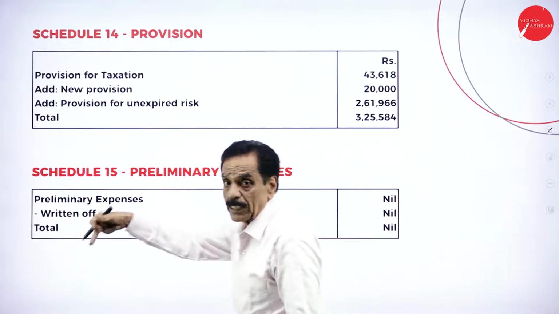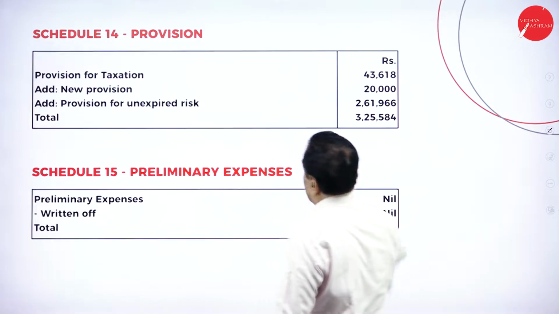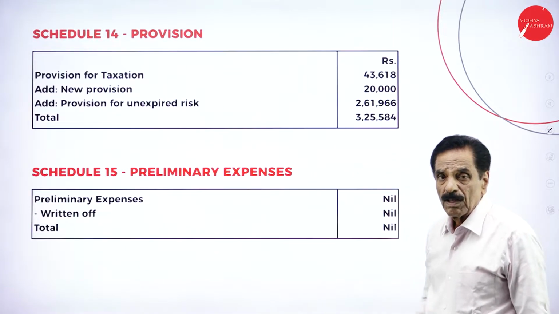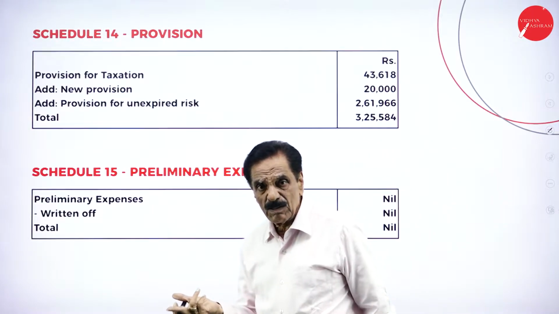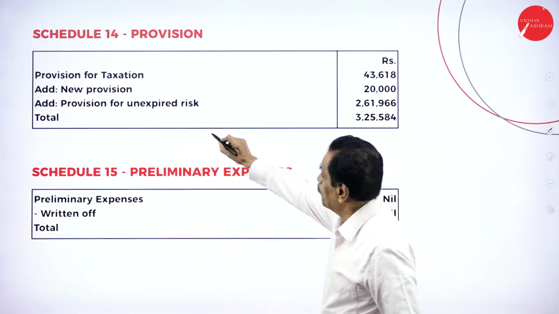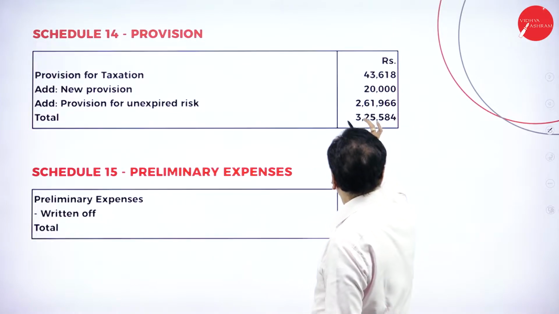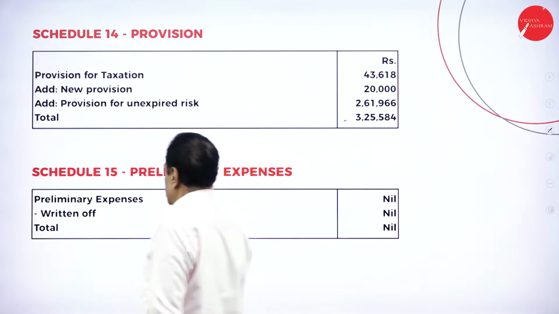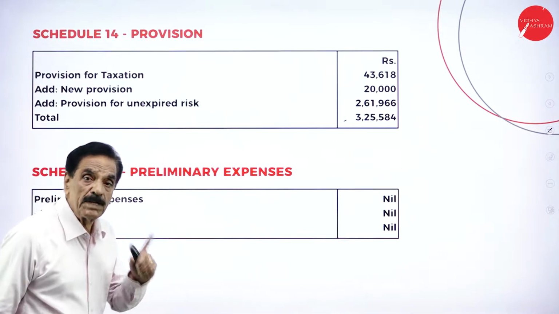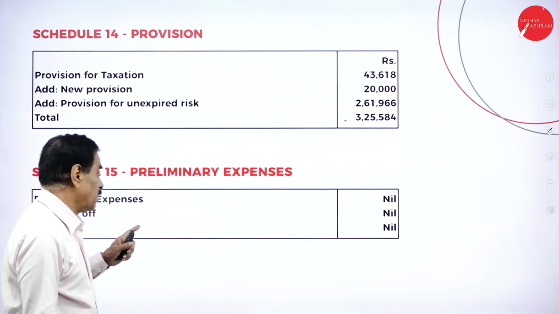Add new provision as per the adjustment 20,000. I already told you, when there is adjustment, it should come twice: one in the revenue account, one in the balance sheet. Add provision for unexpired risk. Totally it is 3,25,584. Preliminary expenses: any expense which is incurred at the beginning is called preliminary expense.